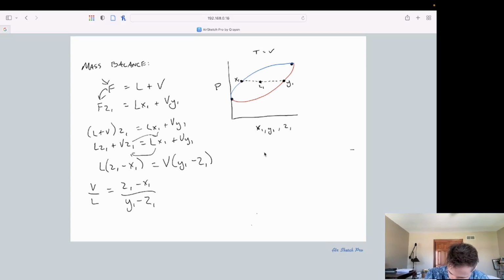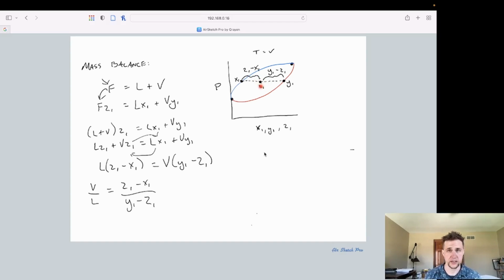The thing we can say is that the distance between this, so Z1 minus X1, which is what we have right here, and the distance for Y1 minus Z1, which is what we have in the denominator right here, that ratio is the ratio between the vapor and the liquid mole amount. So this is the lever rule.